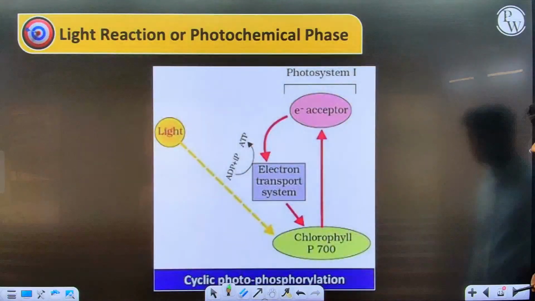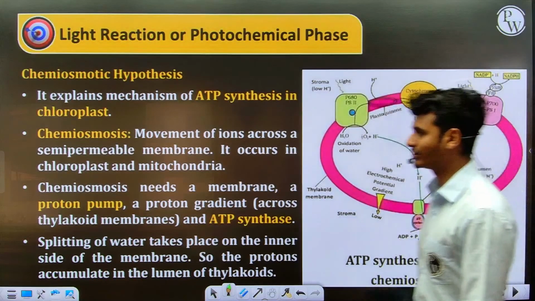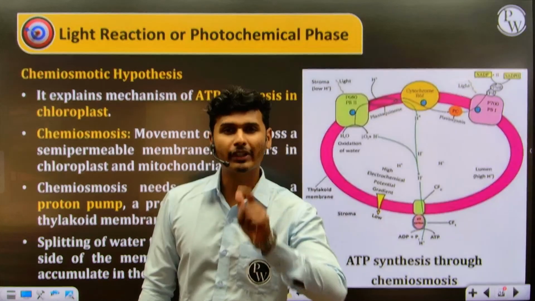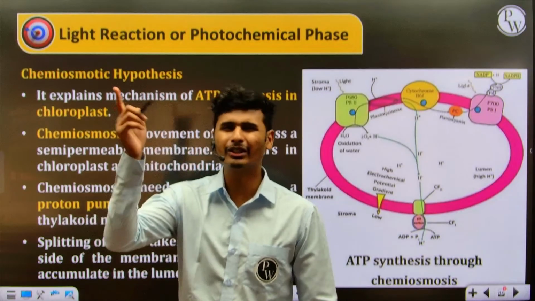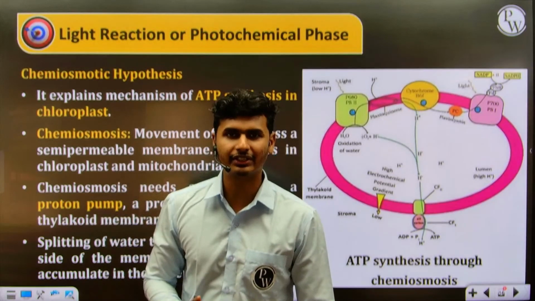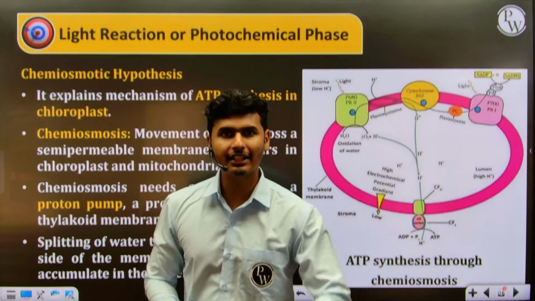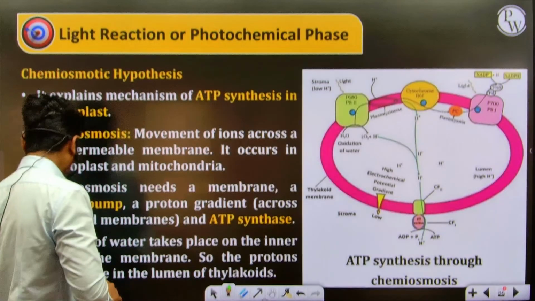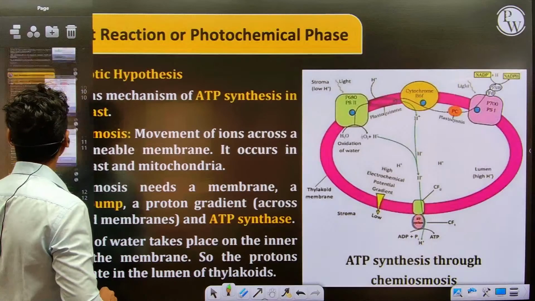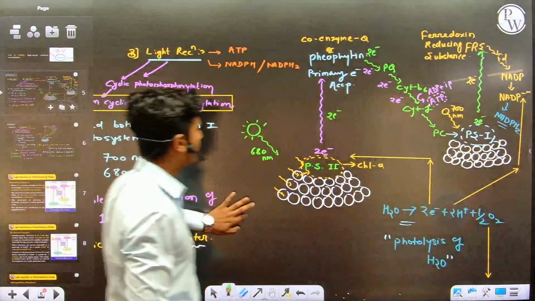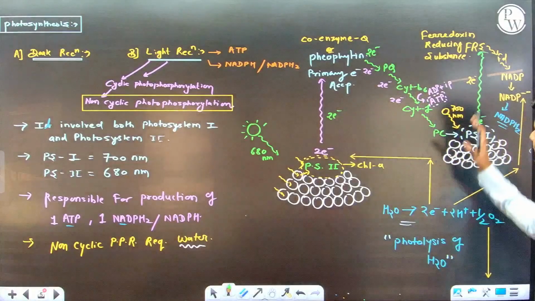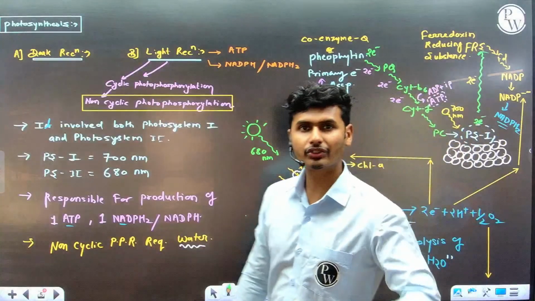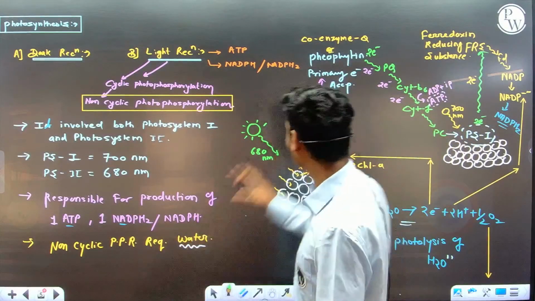Now, chemiosmotic hypothesis. What is osmotic? Osmosis is when any molecule travels from higher concentration to lower concentration. Chemio, that is a chemical reaction. Hypothesis, that is the study. Now, this entire reaction of non-cyclic photophosphorylation is carried out in grana. A stack of grana is known as the thylakoid. It is carried out in the thylakoid.